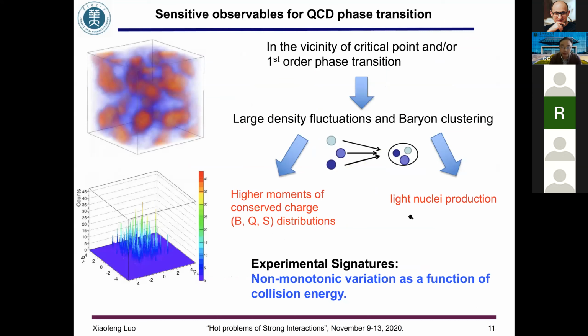In order to search for the QCD critical point, we need to be very sensitive to observables. For example, experimentally we are now using the so-called higher moments of the conserved charge distribution and also the light nuclei production to search for the QCD critical point. Due to that, we will meet large density fluctuations and also baryon clustering in the vicinity of the QCD critical point and the first order phase transition. So the experimental signature of the critical point will be a non-monotonic variation with colliding energies for those experimental observables.